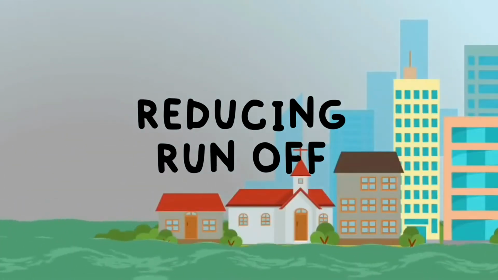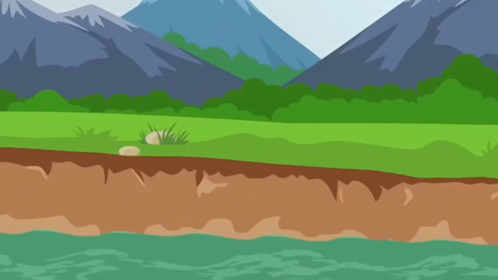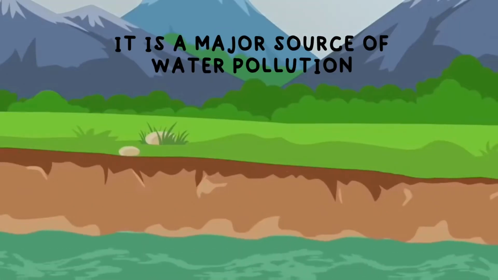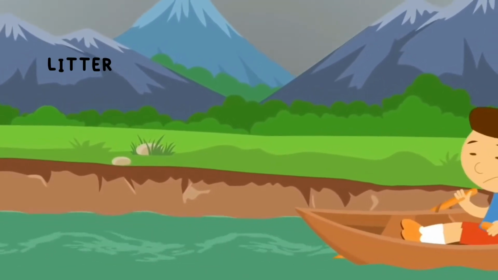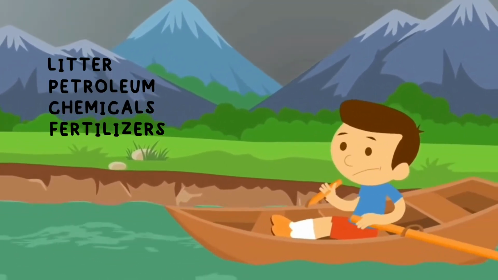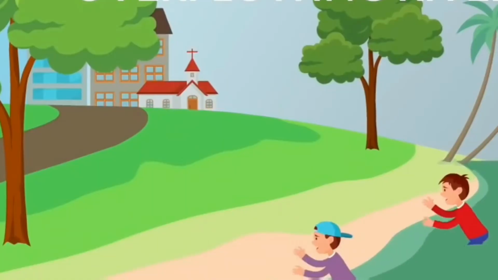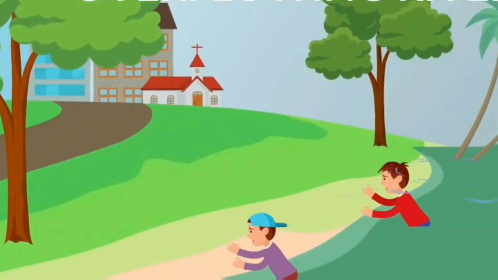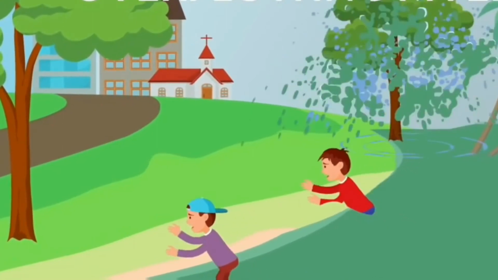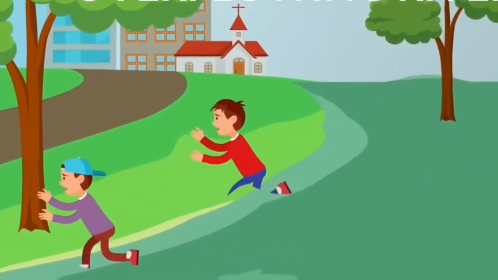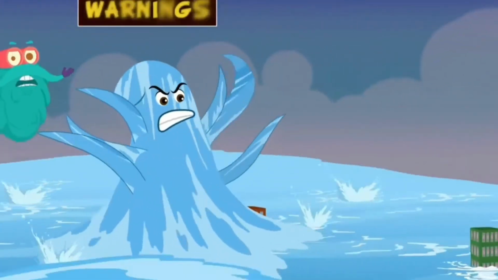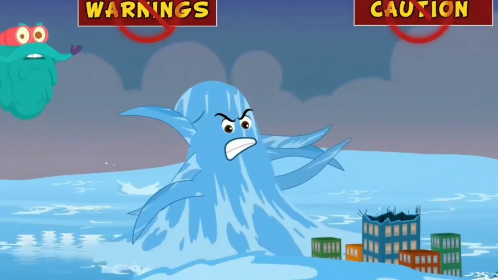Reducing runoff. Runoff is a major source of water pollution. As the water runs along a surface, it picks up litter, petroleum, chemicals, fertilizers, and other toxic substances. Some beaches are closed after heavy rainfall because of runoff that includes sewage and medical waste. These chemical pollutants can harm not just a beach, but an entire ecosystem.